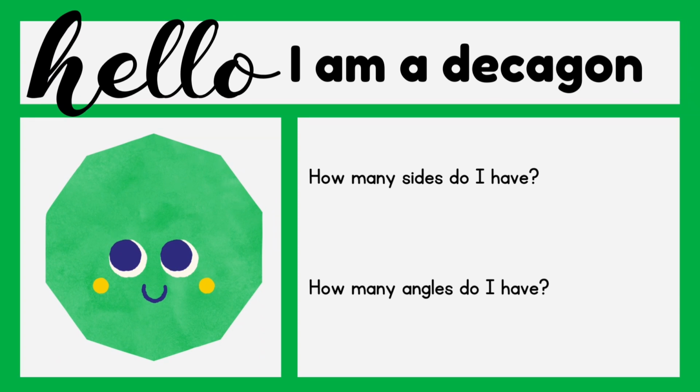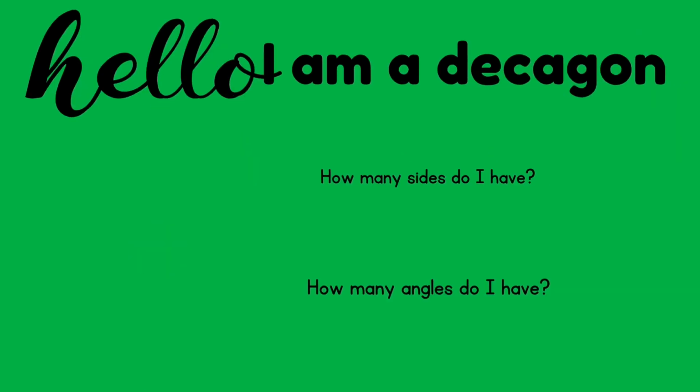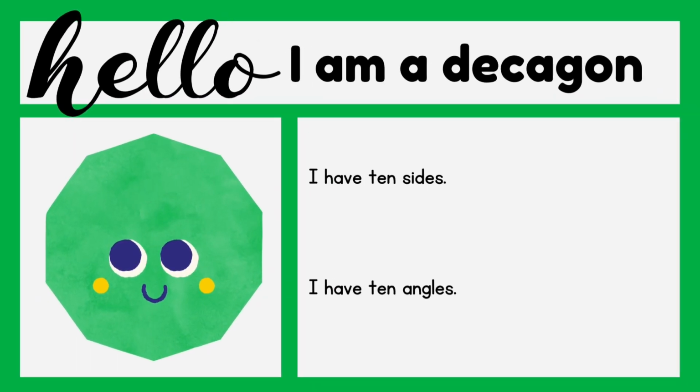Hello, I am a decagon. Do you know how many sides and angles I have? Let's count them together. 1, 2, 3, 4, 5, 6, 7, 8, 9, 10. I have 10 sides and 10 angles.